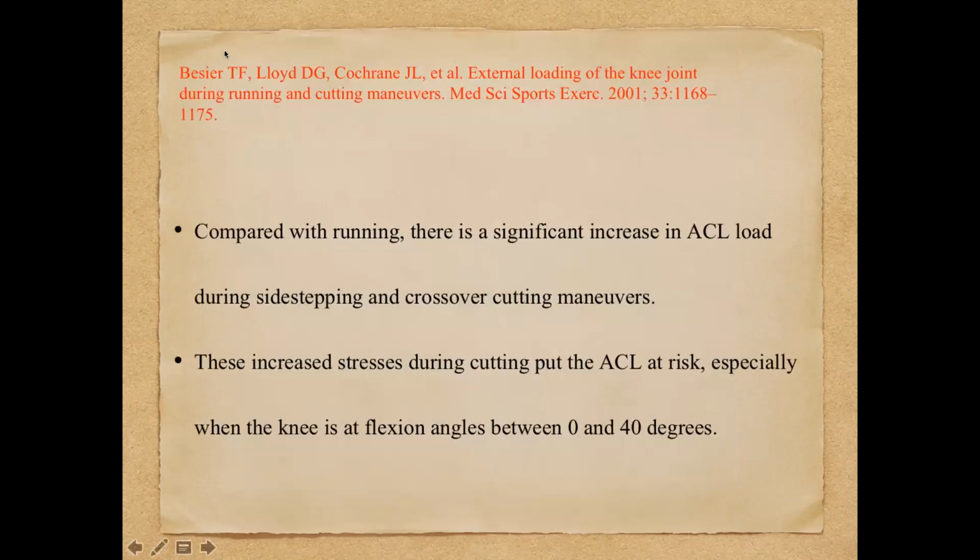Now another study by Besier et al., on external loading of the knee during running and cutting maneuvers, was published in 2011. He reported that compared with running, there is a significant increase in ACL load during sidestepping and cross-cutting maneuvers. This results from larger increases in valgus or varus and external rotation moments. The increased stress during cutting puts the ACL at risk, especially when the knee is at a flexion angle between 0 and 40 degrees.